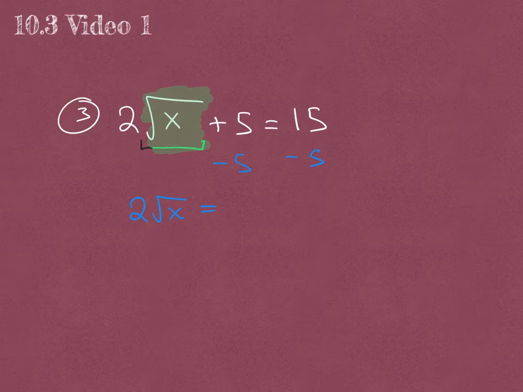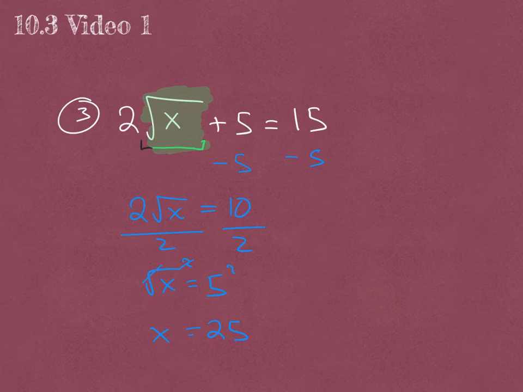equals 10. And then I'm going to divide both sides by 2, and I get root x equals 5. And now I can square both sides. So I get x, because the square root and the square cancel, equals 5 squared, which is 25.